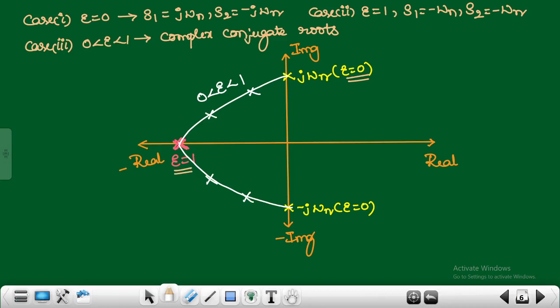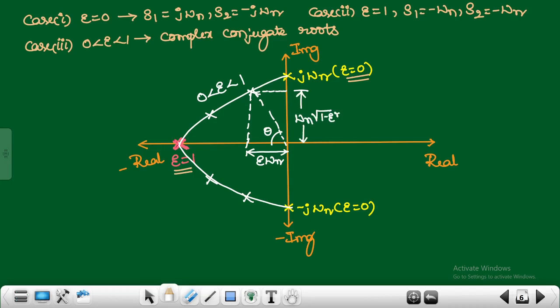How the roots nature will be, we have already told. Whenever you consider the complex conjugate, let us consider this example. I will show what theta is and all those things here. Let us consider the x axis and y axis. This angle we call theta, and this length is zeta omega n, and this length on the y axis is omega n into under root of 1 minus zeta square. Now you got this.